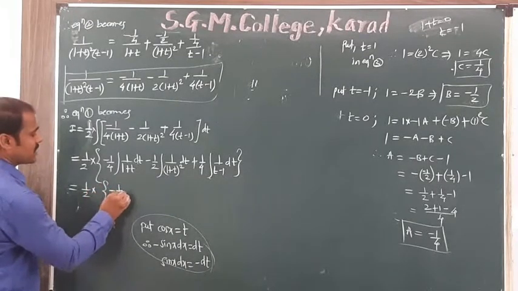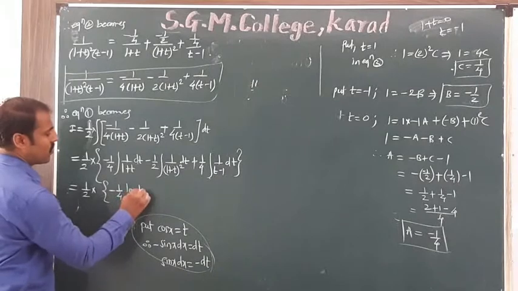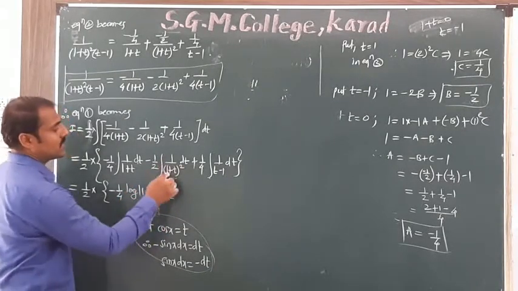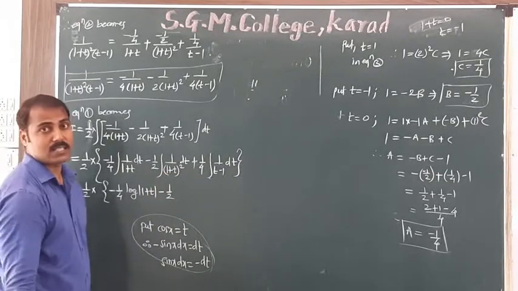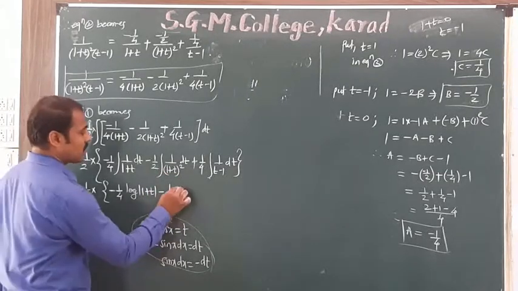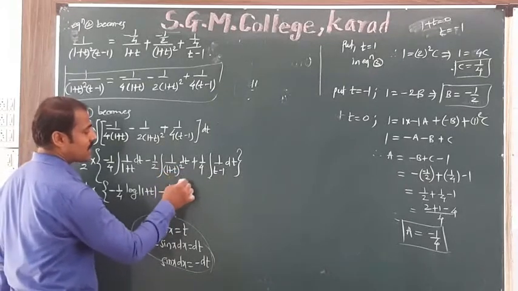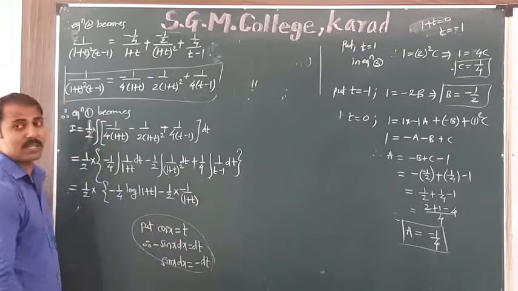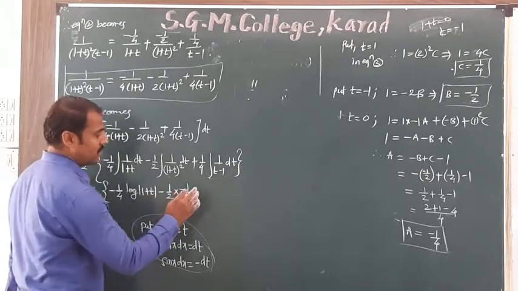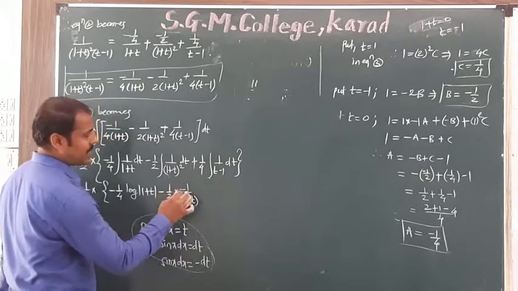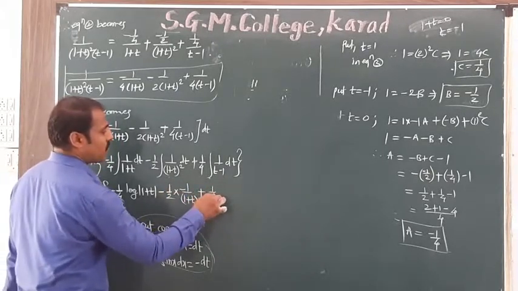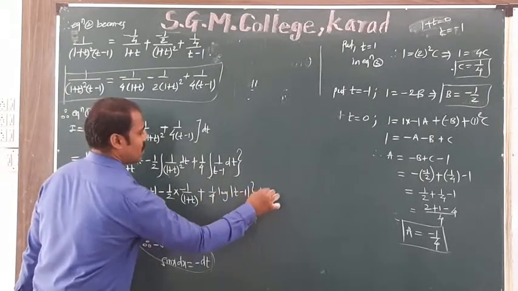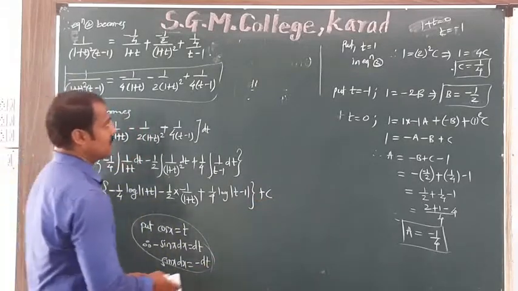To evaluate the first integration, it's log of mod of 1 plus t, minus 1 upon 2 into integration of 1 upon x square. Integration of 1 upon x square is minus 1 upon x. So integration of 1 upon 1 plus t bracket square is minus 1 upon 1 plus t divided by the coefficient of t, that is 1. Don't divide by 1, write as a term as it is. Plus 1 upon 4 into log of mod of t minus 1, and plus constant of integration is c.